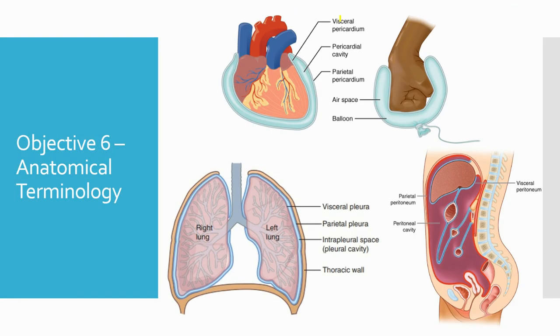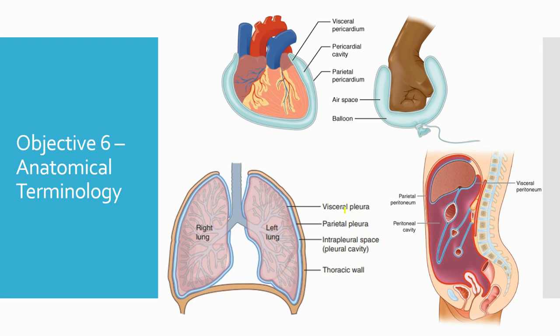And so here you can kind of see each of them. Remember, the visceral is the one that's on the organ itself. So the visceral pericardium is the serous membrane on the heart. And then you have the parietal pericardium, which lines that cavity. It's the one on the outside. And then you have the space, okay, the serous space in between, or the pericardial cavity.